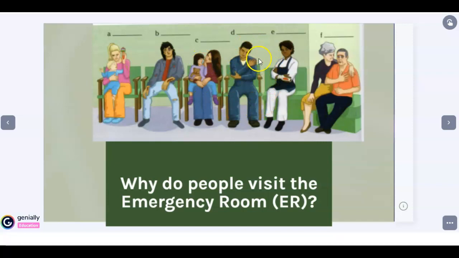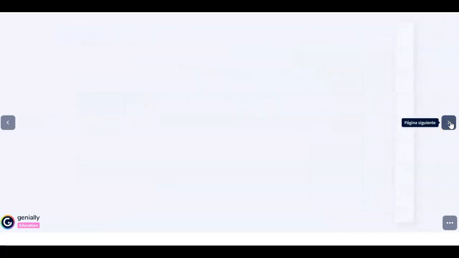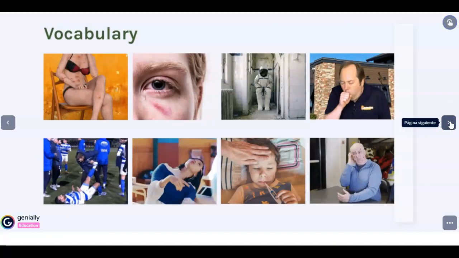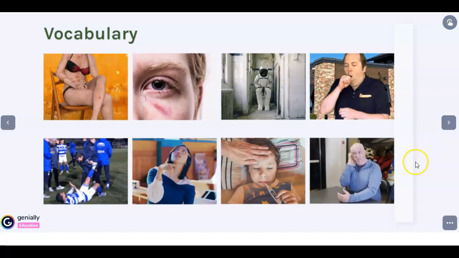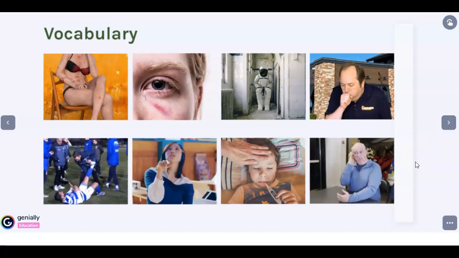Then we have this guy, touching his shoulder. Then we have this woman, and we can see some blood here. And finally, we have this couple, and we can see that the man here is touching his chest. Okay, so what kind of symptoms do these people have? For this unit, we have a lot of vocabulary. Can you identify any of these symptoms?